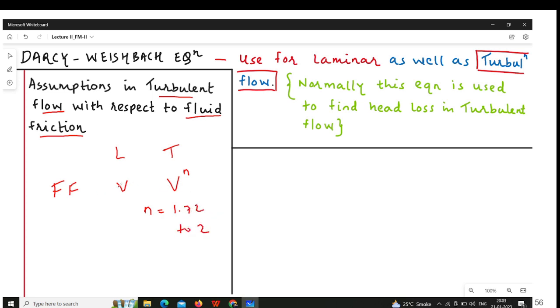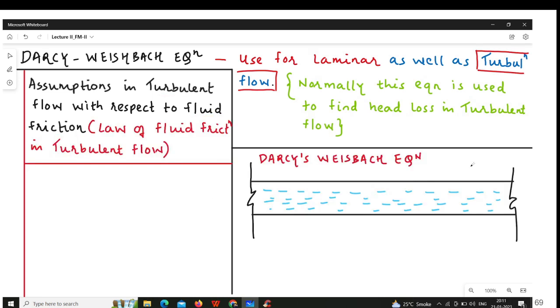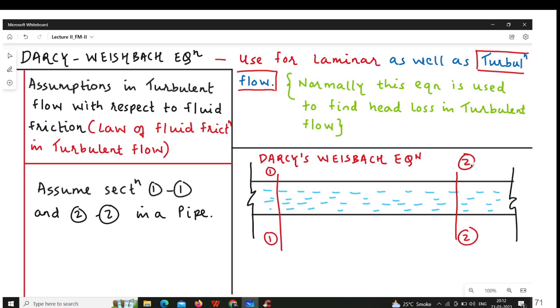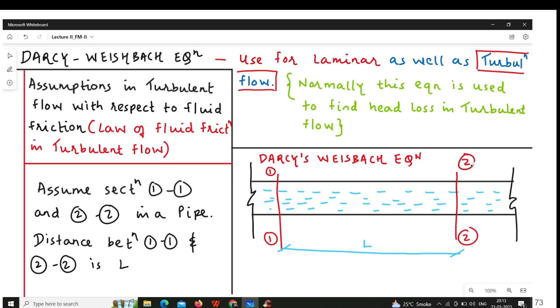So this is the thing that we have to take. Fluid friction is directly proportional to v raised to n, n is between these two values. To derive Darcy-Weisbach equation, again I will assume a pipe, and in the pipe I will assume two sections, section 1-1 and section 2-2. Distance between section 1-1 and 2-2 is L, where L can be termed as length of the pipe.